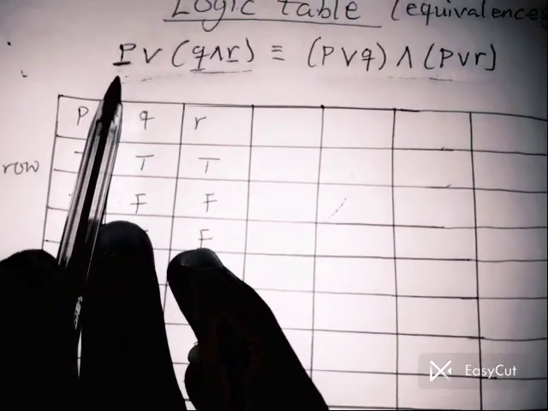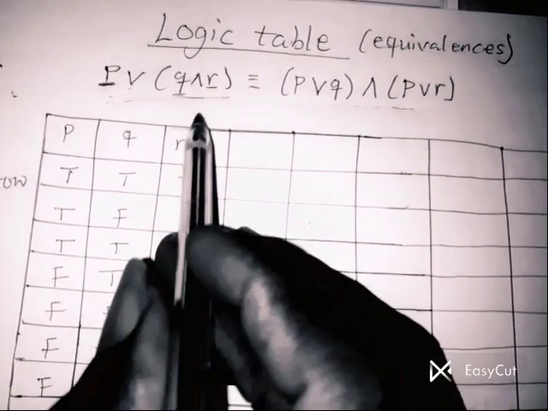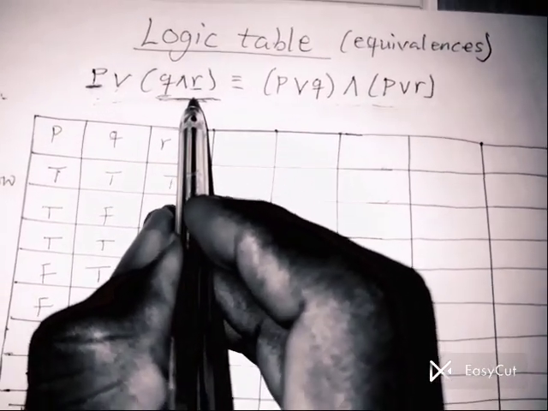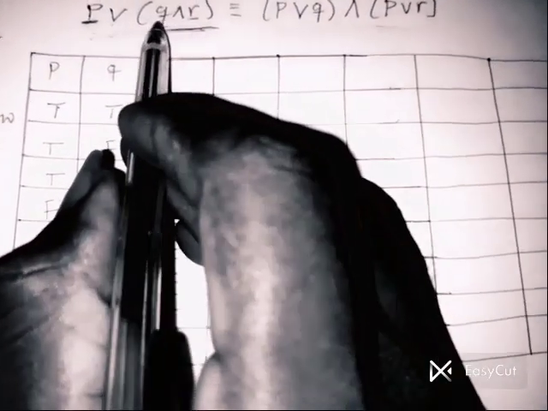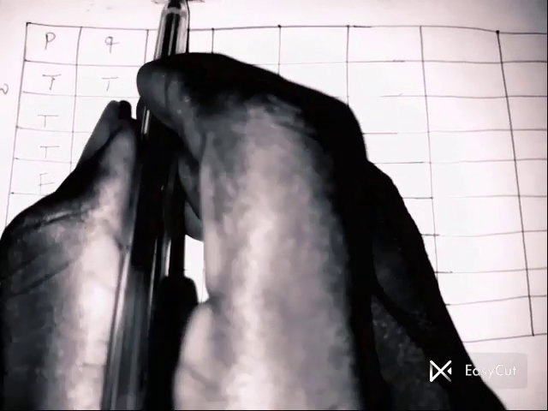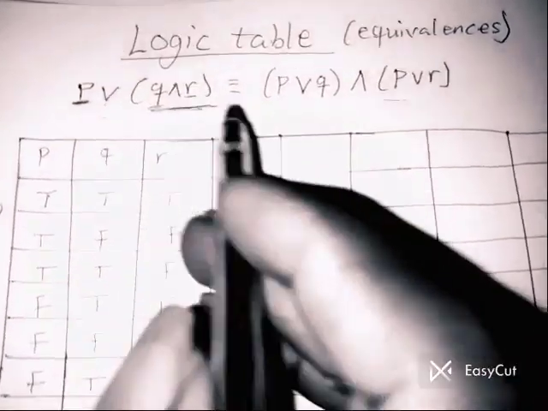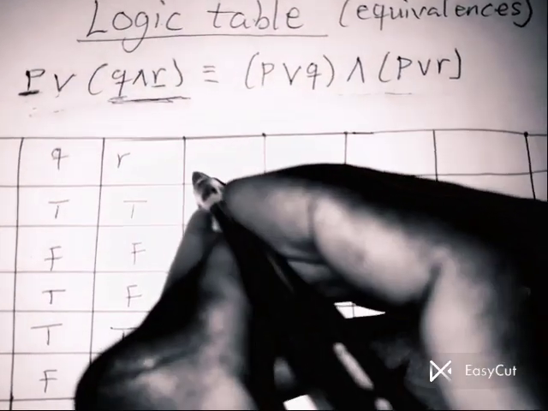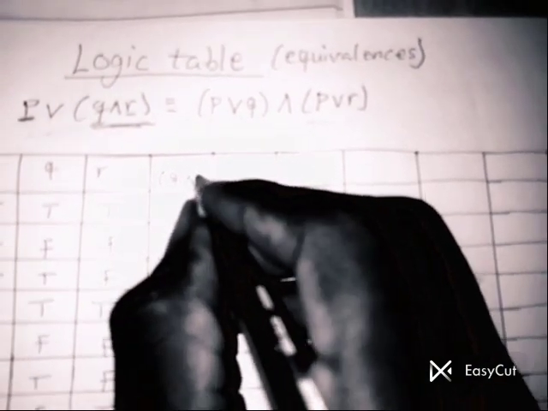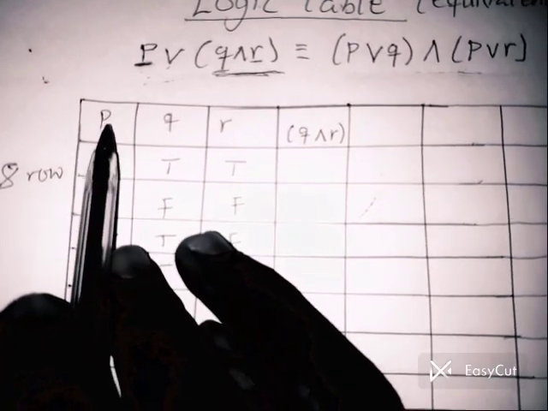So now we have P here, P or. So let us look at the one in the bracket. So we have P or, in brackets, Q and R. So let's first look for Q and R, the logic table for Q and R. So Q and R.